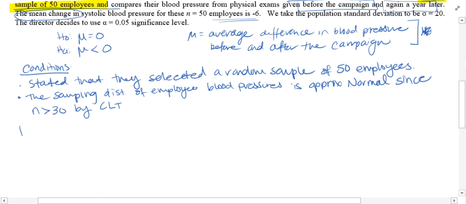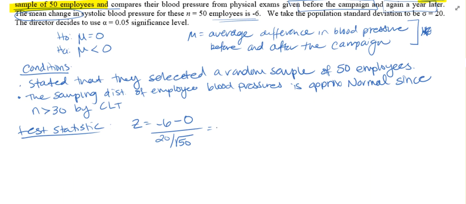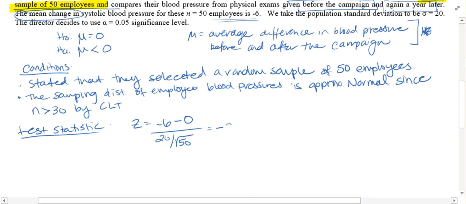Okay, next step is the test statistic. We're just going to calculate a z-score off this. So our z-score is our sample value, so minus 6, minus the 0. The population mean is just supposed to be 0 if it wasn't effective. Our standard deviation is 20 divided by square root of n. Go ahead and calculate that. So you should get negative 2.12.